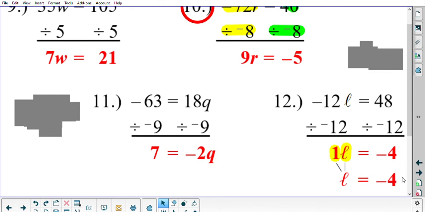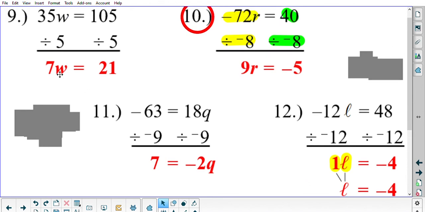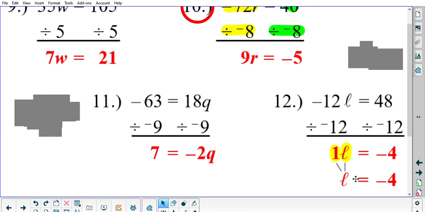It equals negative 4. You would not be able to do that on number 9, 10, or 11. 7W on number 9 cannot change. There's nothing you can do with that. Same with the 9 times R in number 10, or the negative 2 times Q in number 11. But if you have 1 times a variable, it is the same as just the variable. And that's why number 12 was able to go one further step.